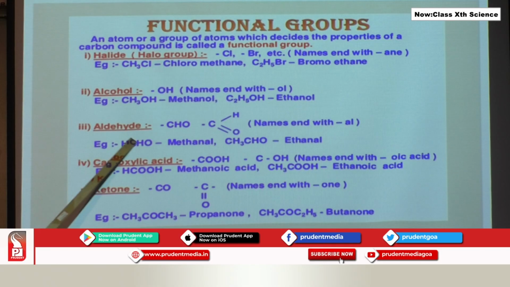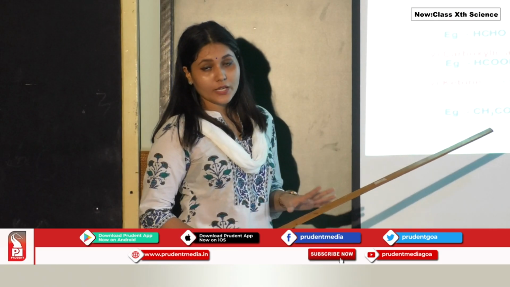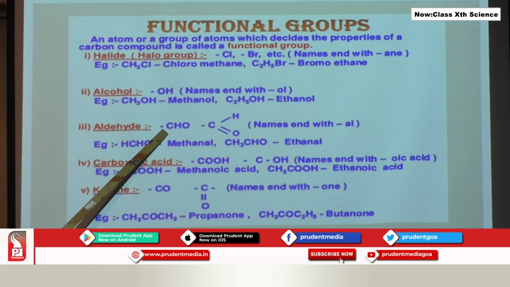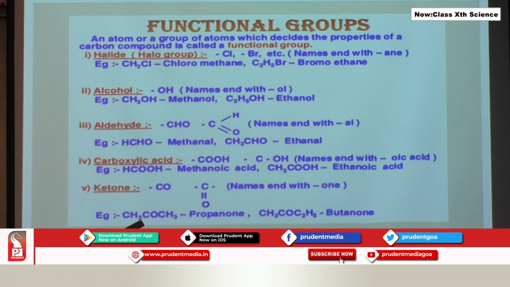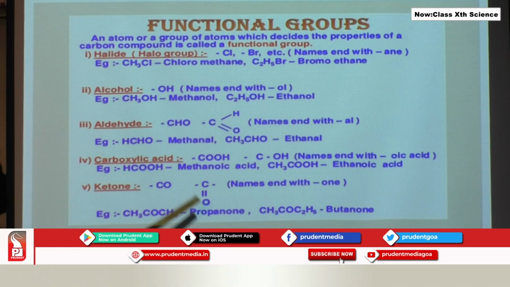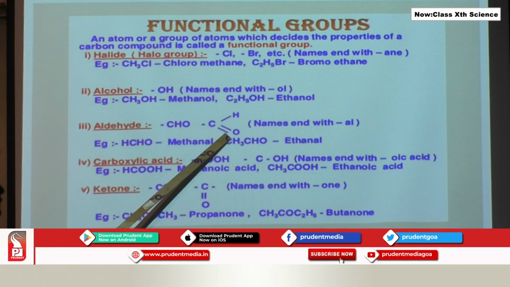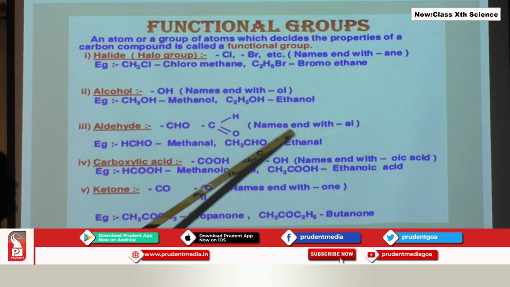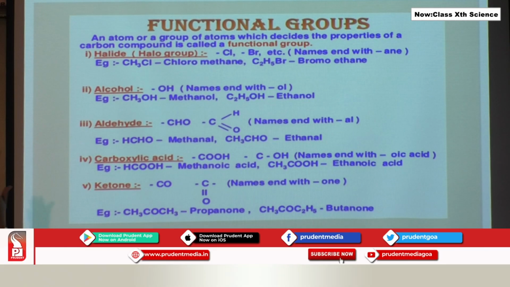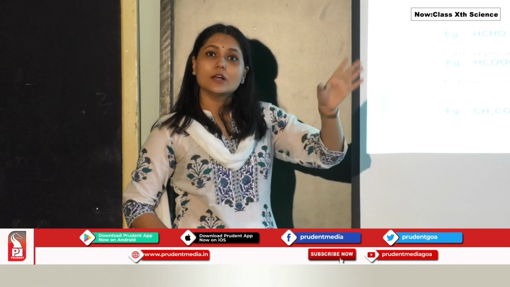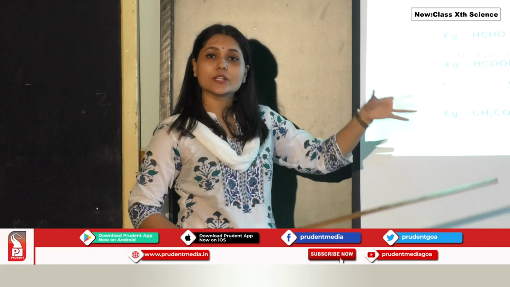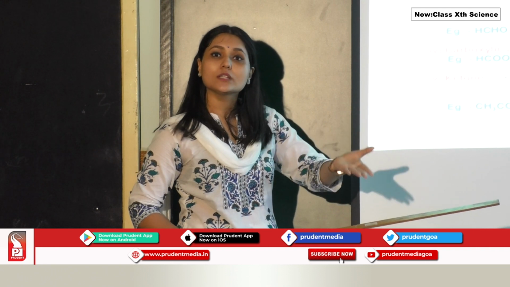Third one, we are having an aldehyde. Aldehyde formula can be written in two ways. In the first one it is being written as CHO and in the second one it is being written as C double bond OH, and the name ends with -al. So when we are doing the nomenclature, you have to remember that if there is an aldehyde group attached, then the name of the compound is going to end with -al.